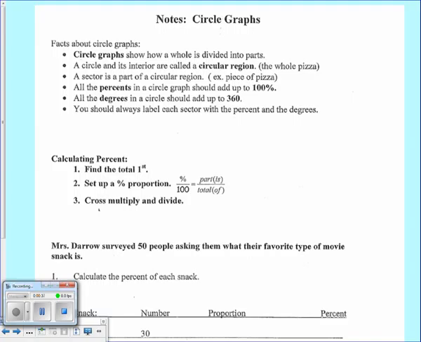Now, if you skateboard or do snowboarding or something, a full circle, how many degrees is that? 360. So, important parts on the notes: you need to always remember that all percentages add up to 100 and all degrees add up to 360. Now, what we're going to do on the notes today is figure out, if you're given a set of data, how do you figure out the percentages represented and how many degrees it is on a circle graph, okay?